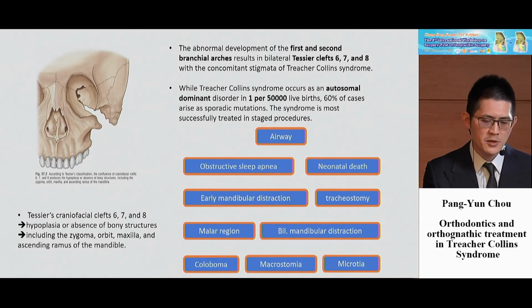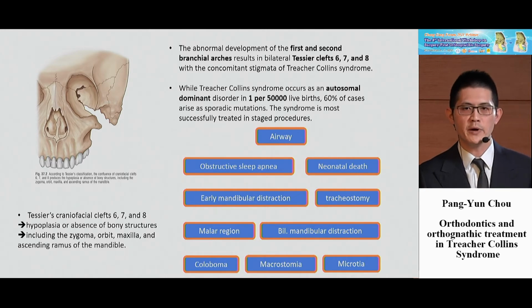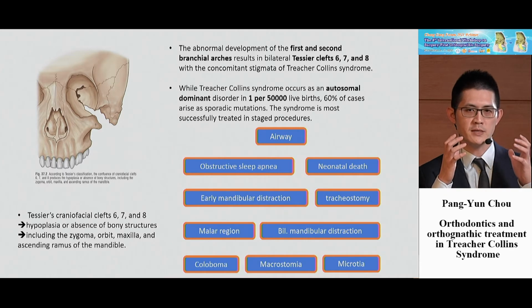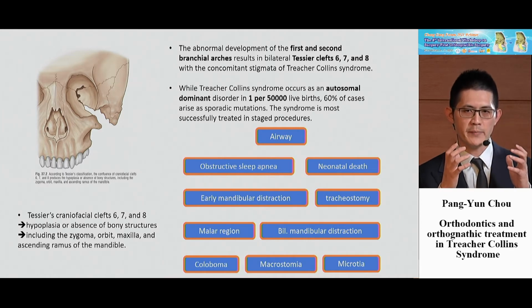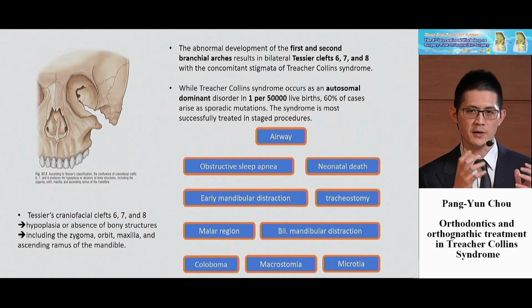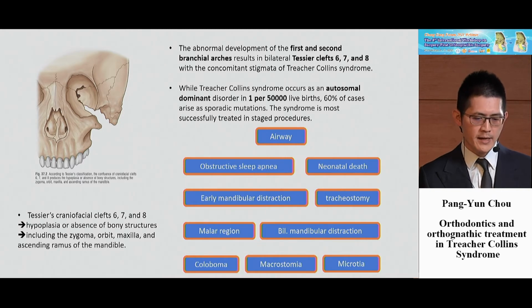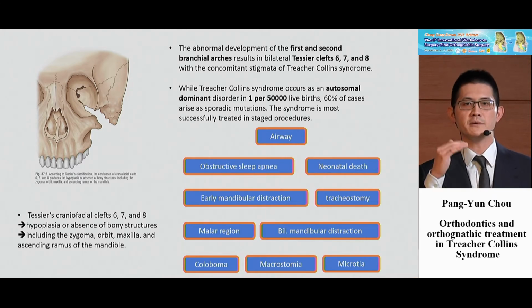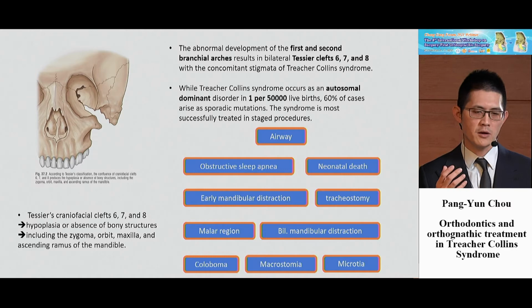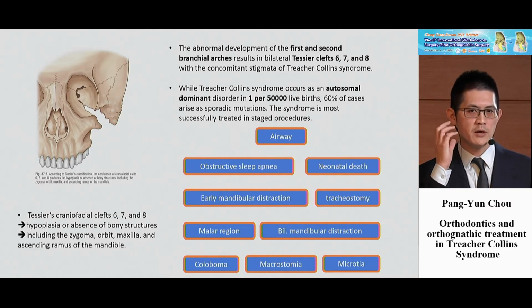Once the patient goes to primary school age, further bilateral mandibular distraction should be established as well to make a better occlusal plane, and alignment should be prepared. Then, probably before entering the adult stage, coloboma, microstomia, or microtia reconstruction should be delivered.